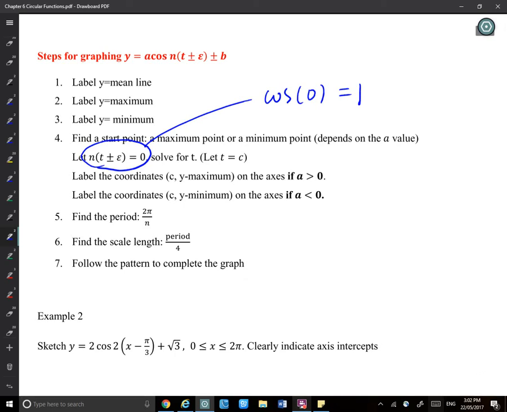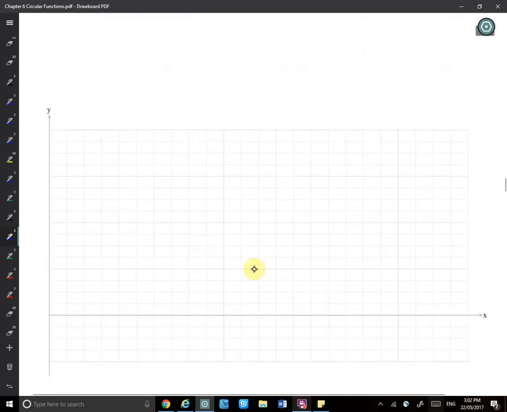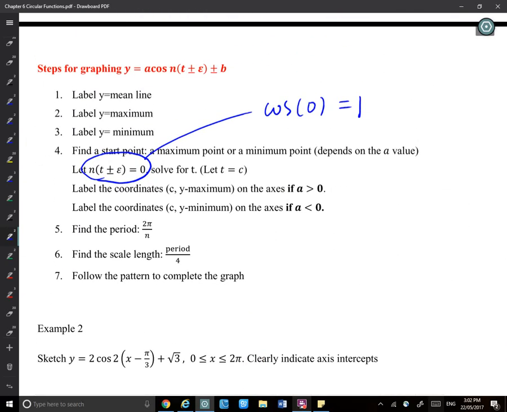So you can have a try of example 2 by yourself.